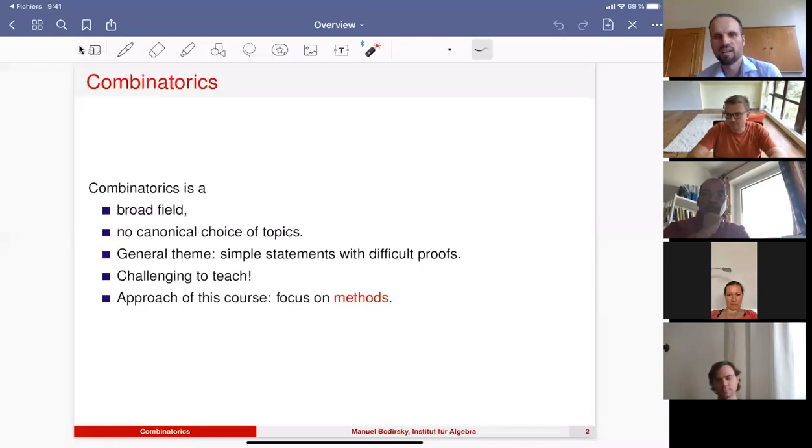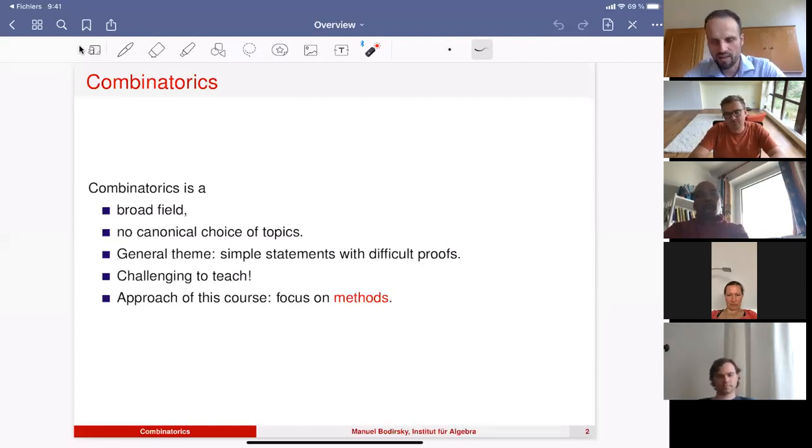These things together make it actually challenging to teach. You have no canonical choice of topics, and proofs with lots of cases are not very attractive for neither the teacher nor the students. So I thought, how can I teach combinatorics? And the approach of this course is to focus on methods, proof methods that can be useful in many different contexts. Also here, of course, we have to make a choice of which methods we select.